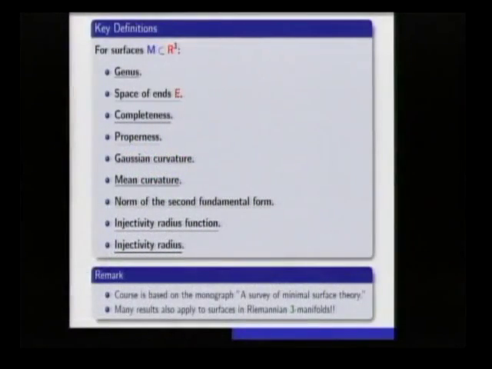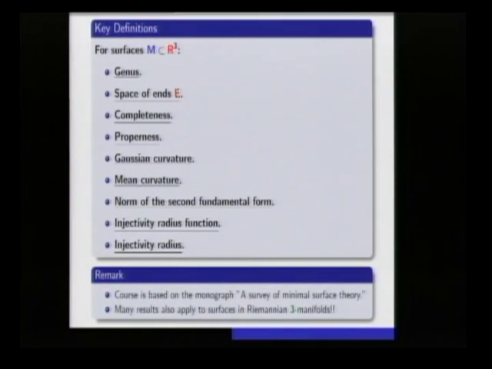Gaussian curvature, again, I hope I'll define it, but hopefully you know what it means. Mean curvature, norm of the second fundamental form, it's just a way of measuring how curved a surface is. A big norm of the second fundamental form means it's very curved, somehow very contorted in its local geometry.